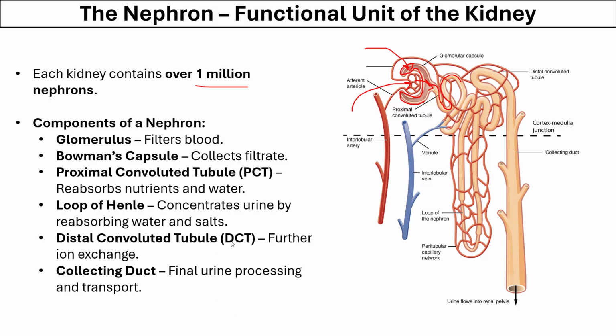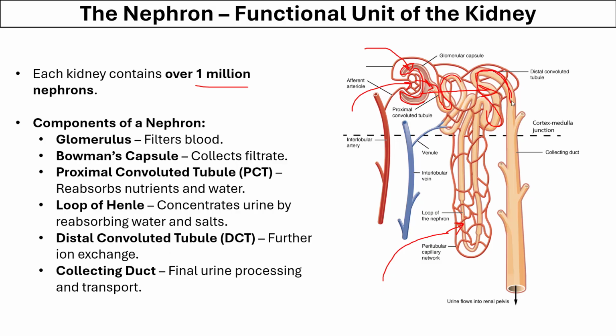The next part of this tubule is the loop of Henle, which you are seeing here, and loop of Henle concentrates urine by reabsorbing water and salts. The next part after loop of Henle is the distal convoluted tubule, because it is away from Bowman's capsule. That's why we call it distal convoluted tubule, and it further helps in exchange of ions.